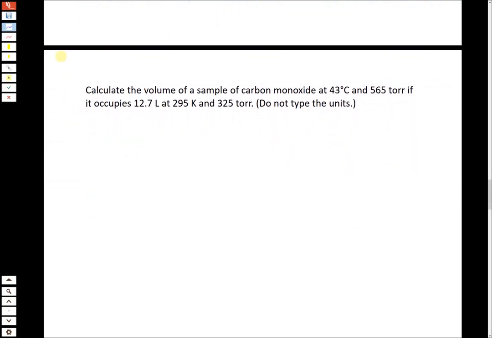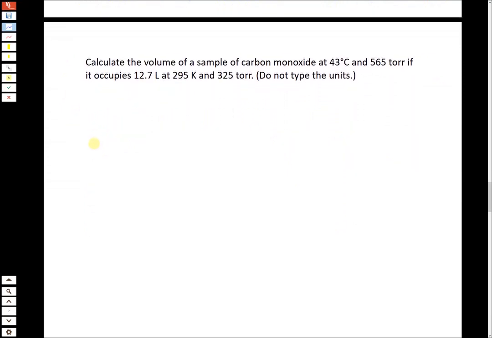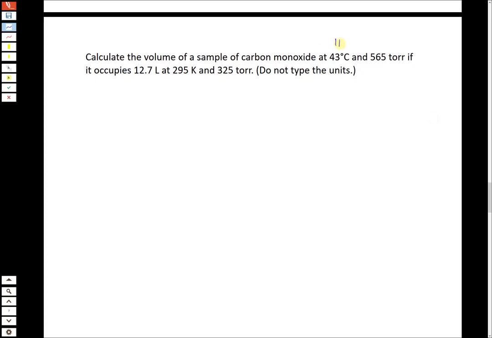All right, and then the next question here is a similar one, but this time three things are changing, not just two of those quantities. Three of them are. So here again, we're calculating the volume. So we're solving for a volume at 43 Celsius and 565 torr if it occupies 12.7 liters at 295 Kelvin and 325 torr. So here it looks like we're changing pressure, volume, and temperature. So it's the same sample of gas. So again, number of moles is constant, but here we have two different temperatures, 43 Celsius, 295. So in Kelvin, which we need to convert to, 43 Celsius plus 273 is 316.